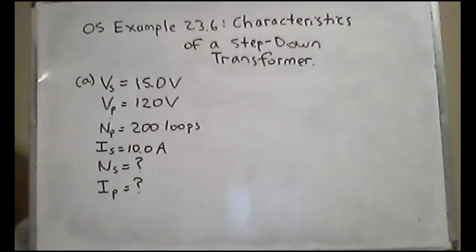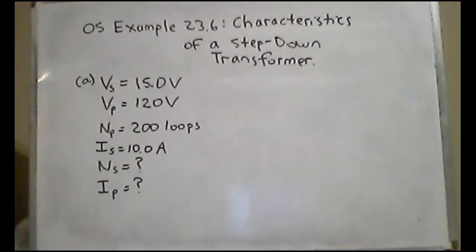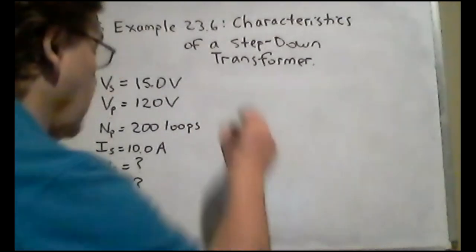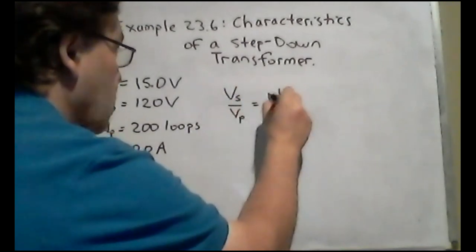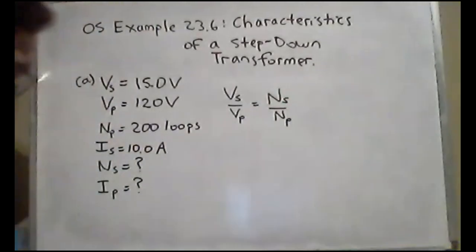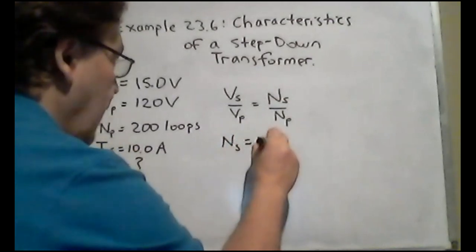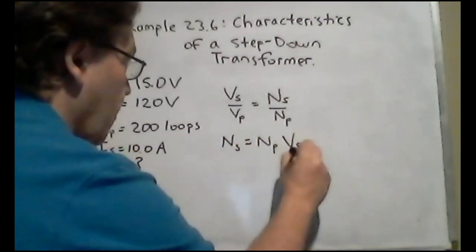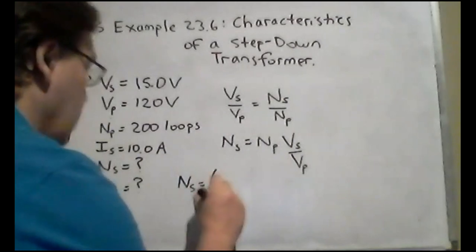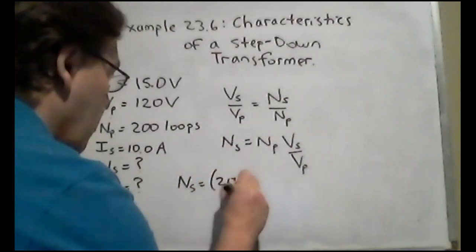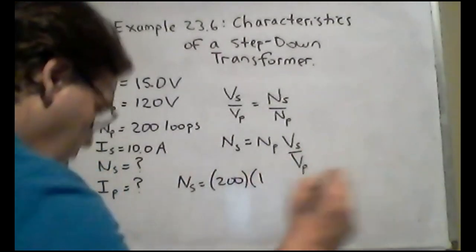All right, so the first part is we want to know the number of loops at the secondary. So we go to the first transformer equation we derived: V sub S over V sub P is N sub S over N sub P. Okay, and so we solve for N sub S. N sub S is N sub P times V sub S over V sub P. And so the number of coils at the secondary will be the number of coils at the primary, which is 200, times V sub S over V sub P. So 15 volts over 120 volts.